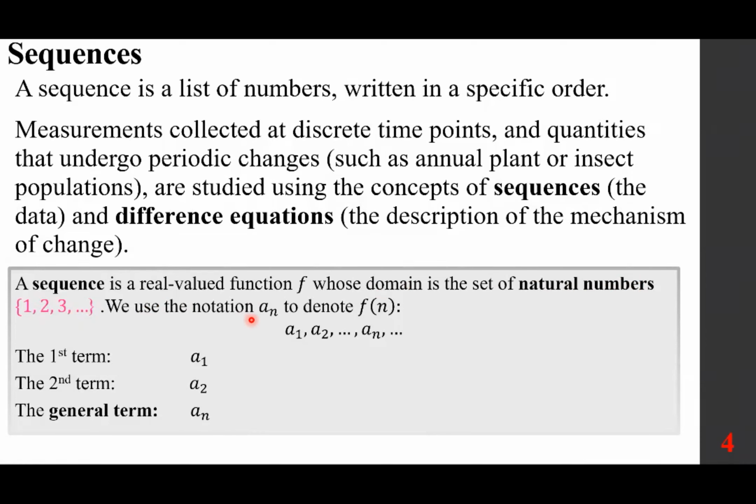We use the notation a sub n to denote f of n, a sub 1, a sub 2, all the way to a sub n. Here's the first term, a sub 1, here's the second term, a sub 2, and here's the general term, a sub n.